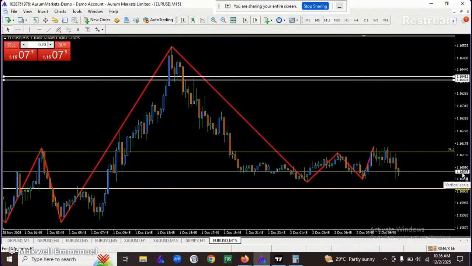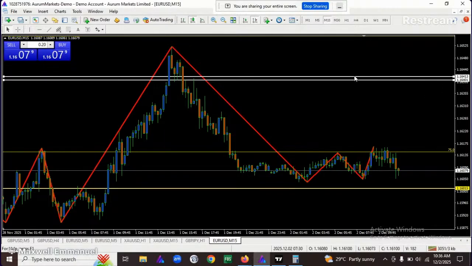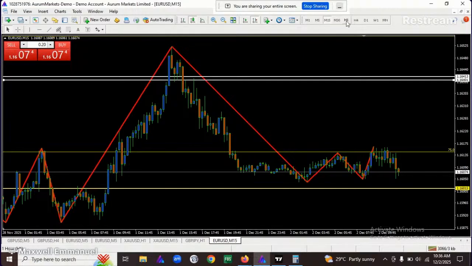So if you are selling from the current market price 1641, to 1607, that's about 40 pip, because you have to set your stop loss a few pips above this level. That's about 40 pip stop loss.